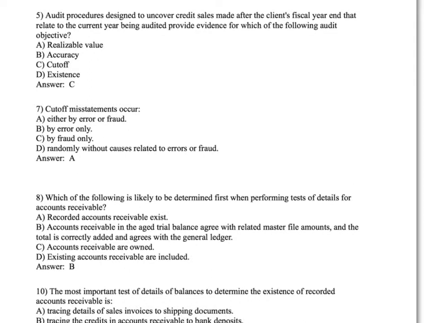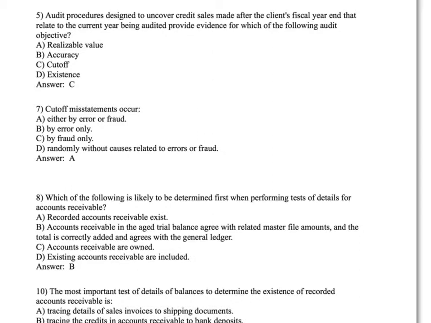Audit procedures designed to uncover credit sales made after the client's fiscal year end that relate to the current year being audited provide evidence for which of the following audit objectives? This is cutoff. You're concerned when the sale is made and if it was recorded in the right period. Cutoff misstatements occur either by fraud or error. It could be just an error in the whole processing or an intentional deceit.